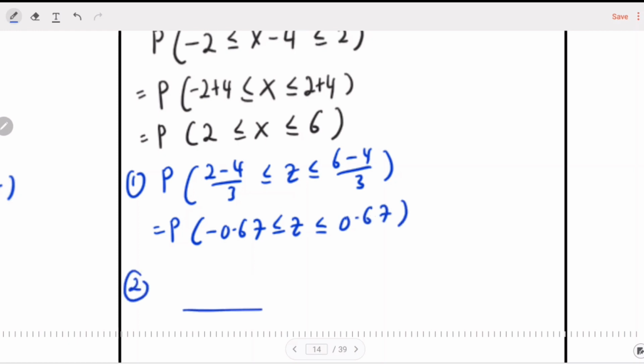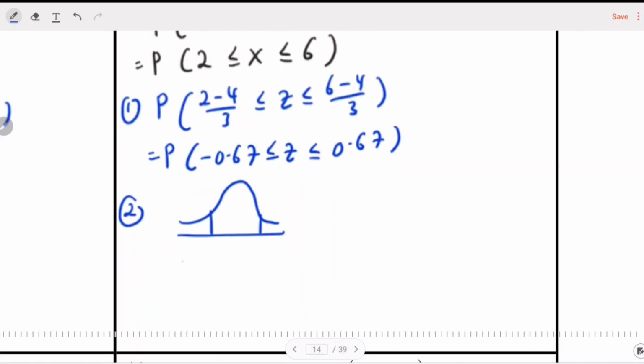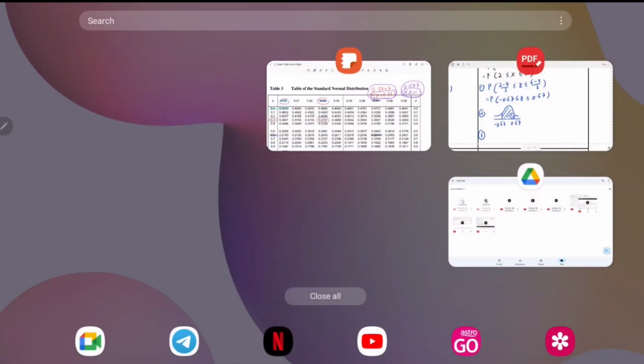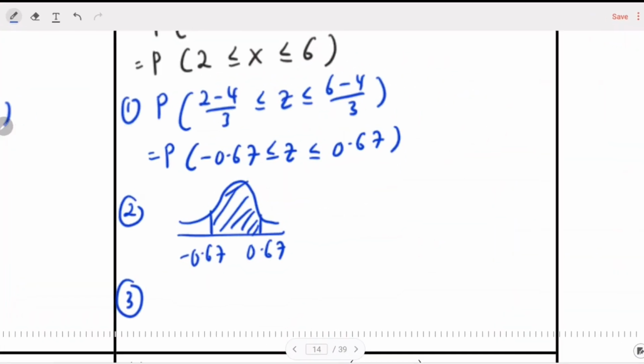Second step, bell shape. One of it is negative, the other one is positive, with the shaded region in between. Third step, identify whether we need to put 1 minus or not. Since we shaded fully the middle part of our bell shape, we need to put 1 minus and then minus the 2 values here.